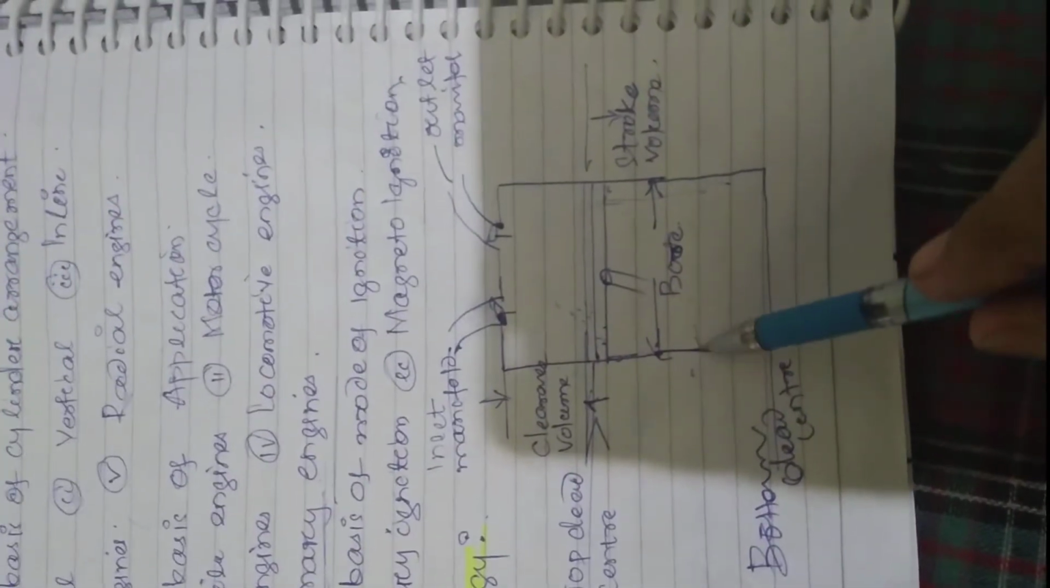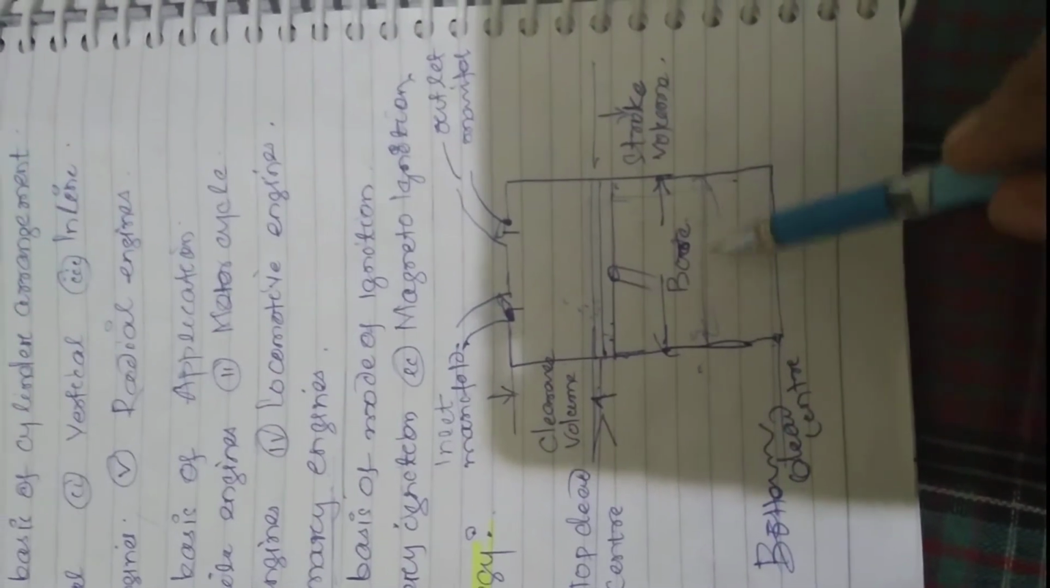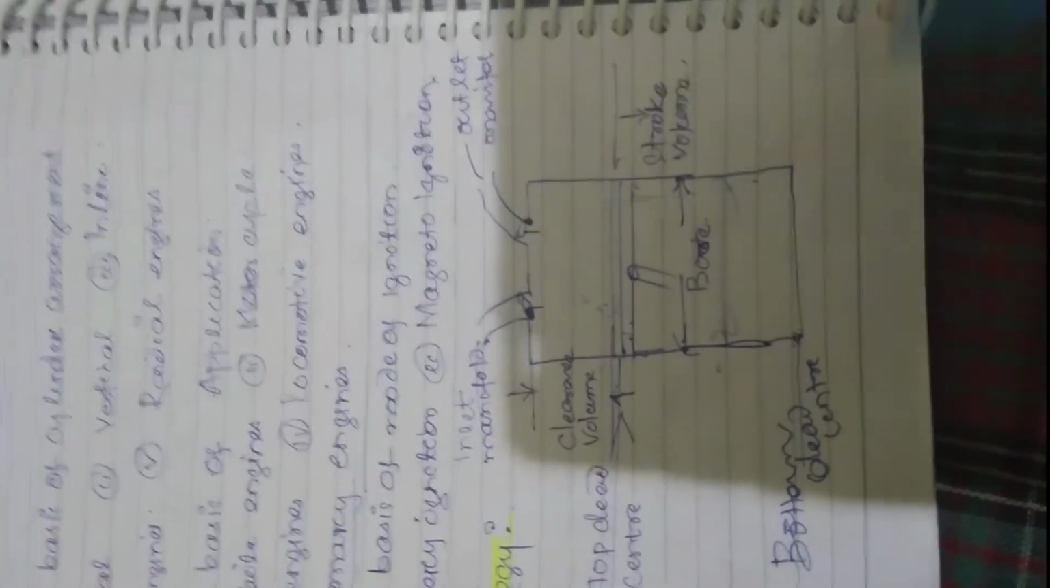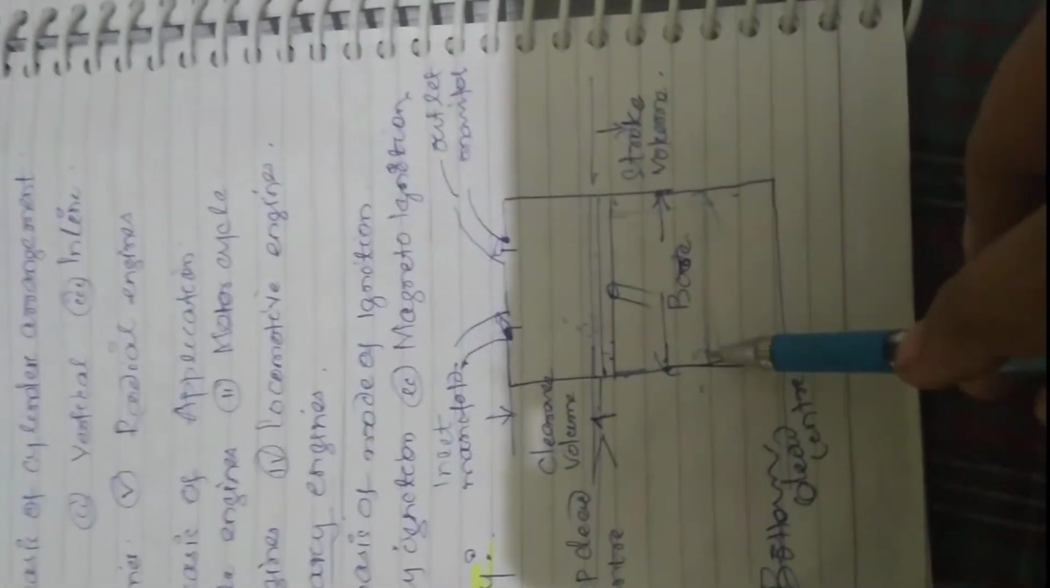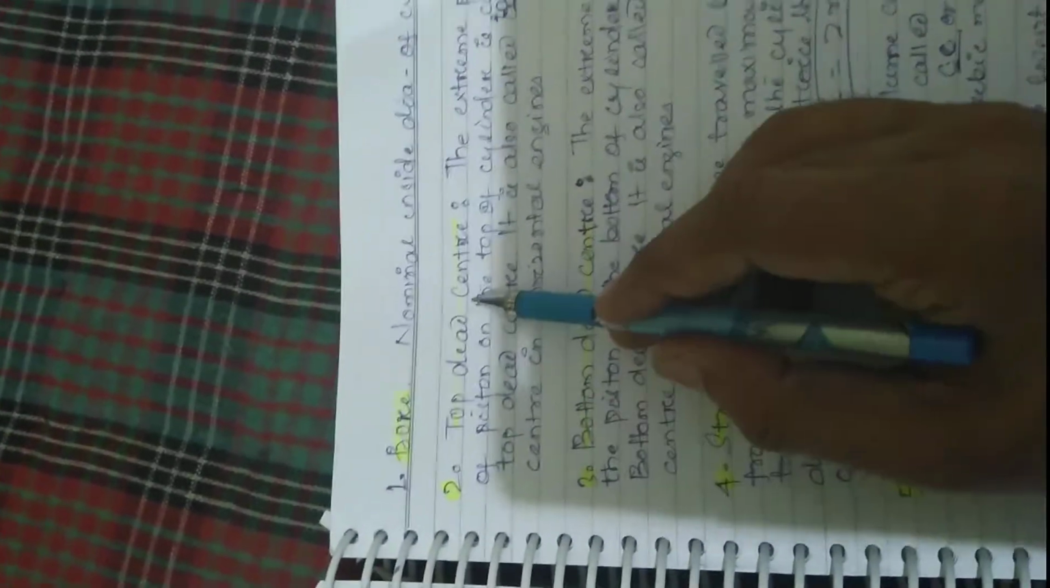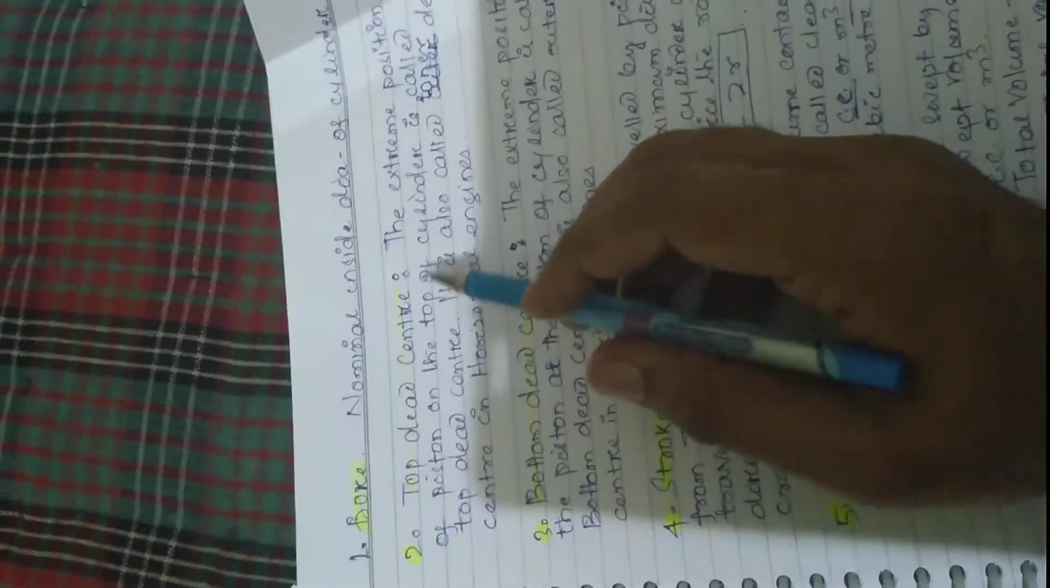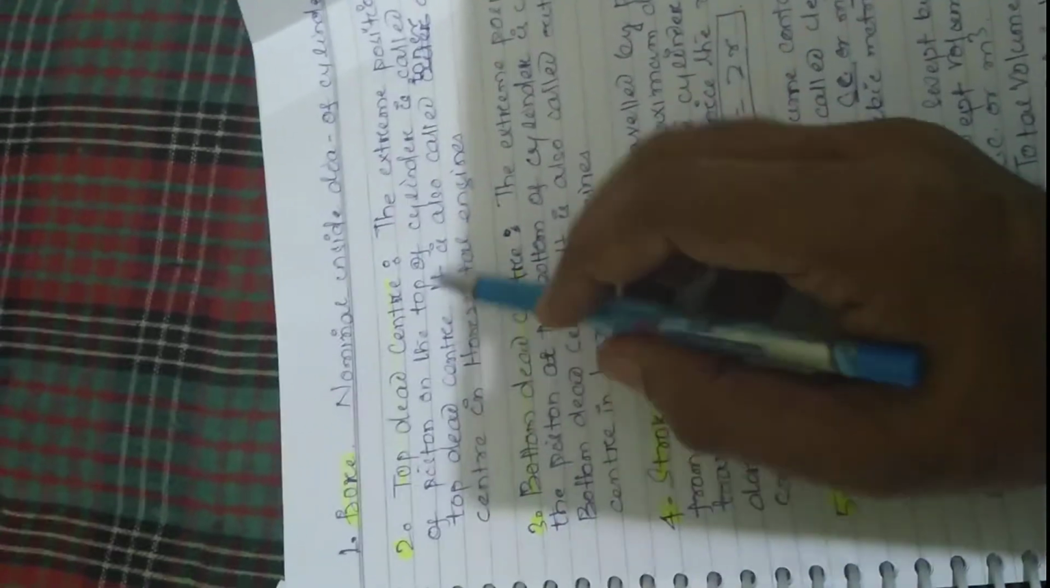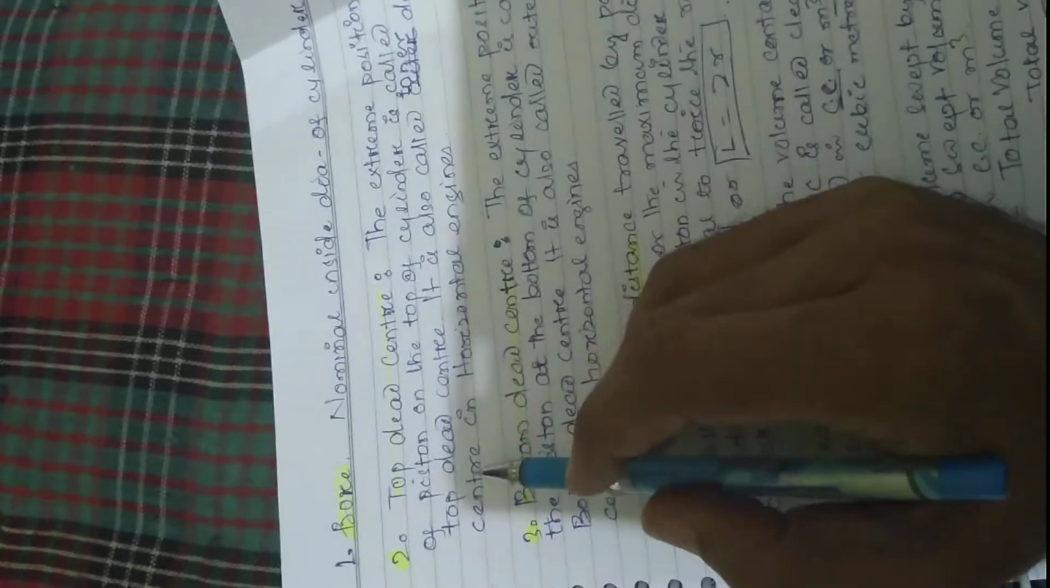Now comes the bore. What is the bore? This is the inside diameter of the cylinder, that is called the bore. Generally, the bore diameter is used in design. And now comes the top dead center. The extreme position of the piston at the top of the cylinder is called the top dead center.